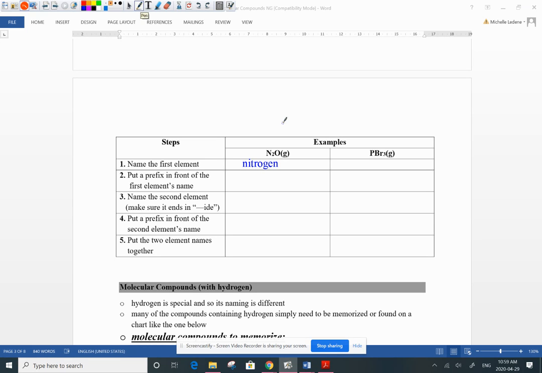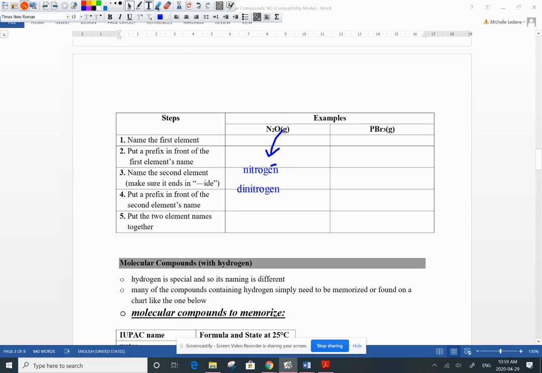So here's our first element. We look him up, and his name is nitrogen. And so now we see there's a number 2 there, right? And so we said, well, what's the prefix for 2? So we write dinitrogen. And then the second element is O, and so we change it to the IDE ending. So it's not oxygen anymore, it's oxide.